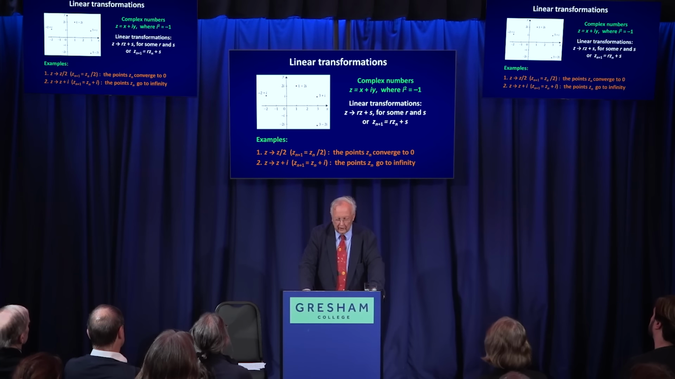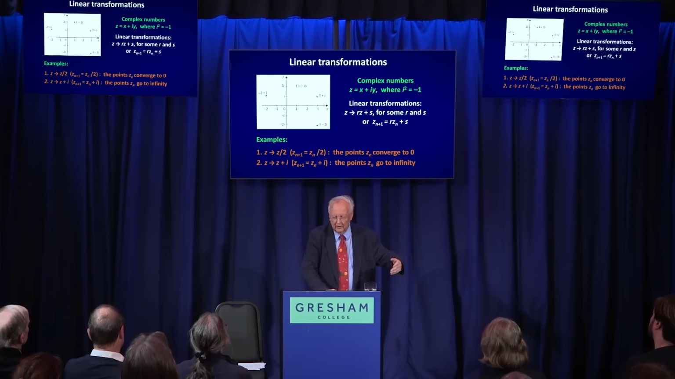So for z goes to z over 2, with initial point z0, the first iteration halves it to give z1 as z0 over 2, second gives it over 4, the third gives over 8, and so on. So here the successive points zn shrink to 0, whatever the initial point. Whereas for z is z plus i, with recurrence relation zn plus 1 is zn plus i, the first iteration sends it to z0 plus i, then to plus 2i, plus 3i, and so on.